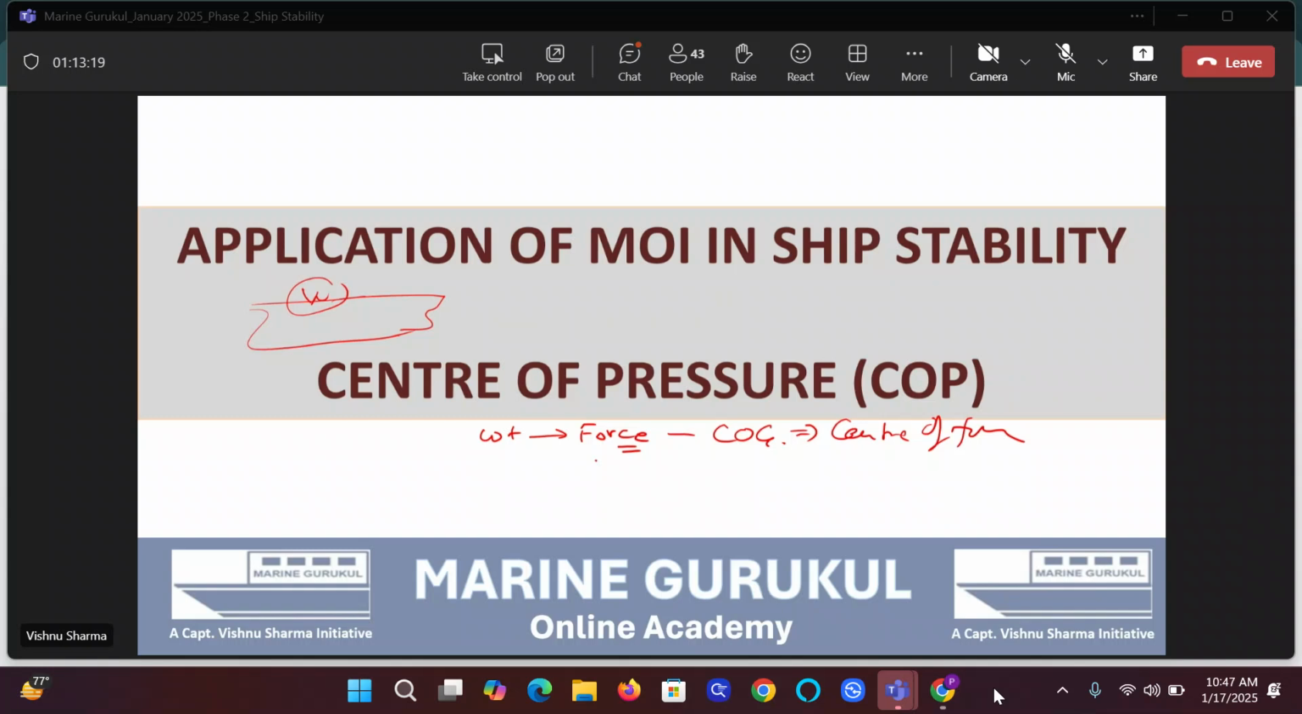If you have buoyancy, which is contributed by the underwater volume of the ship from one end to the other end, from one side to the other side, from keel to the water line. But if I treat buoyancy as singular force, then it can be assumed to be acting through its center called as center of buoyancy. Am I right, guys? Yes or no? Correct?